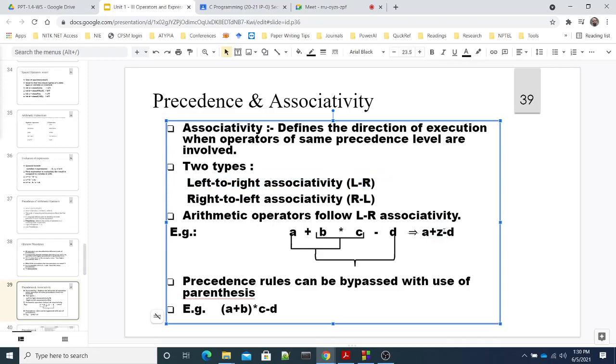That means the expression on the left side should take place first. The right expression is z minus d. Instead of that, the sub-expression on the left side should take place first. So a plus z is going to take place first, followed by subtraction. The result of this, minus d, is going to take place. This is as good as putting parentheses.